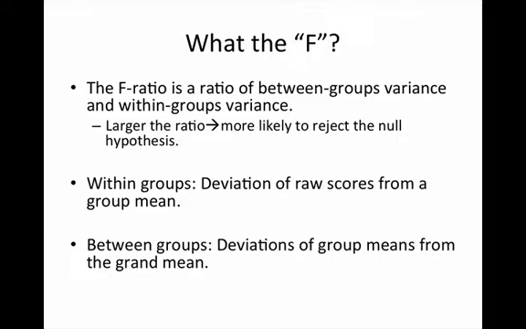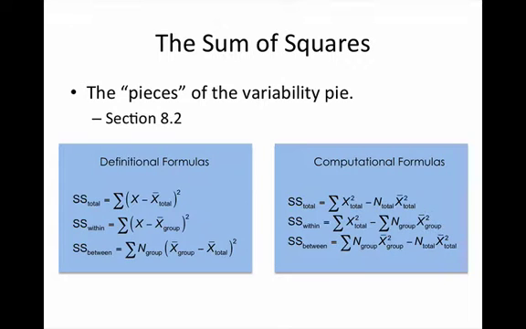So just to continue on with the last lecture, the F ratio is a ratio of between group variance and within groups variance. And the larger this ratio, or the greater difference between groups and within groups variability, the more likely we are to reject the null hypothesis. Remember, in our last illustration, we discussed the within groups variability as a deviation of raw scores from a group mean, and between groups variance as a deviation of group means from the grand mean or the total mean.